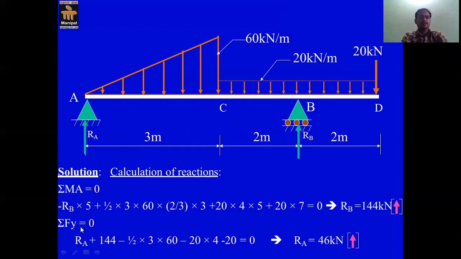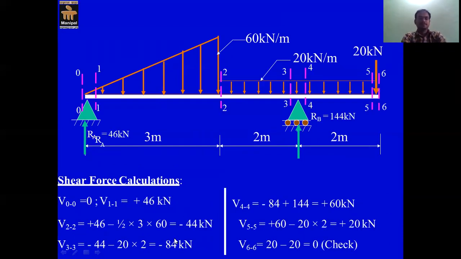Next, the second one, summation of vertical forces is 0. RA plus 144, that is RB, is equal to summation of other forces, or minus of that is equal to 0. Then we get RA is equal to 46 kilonewtons. Then we got RA and RB.